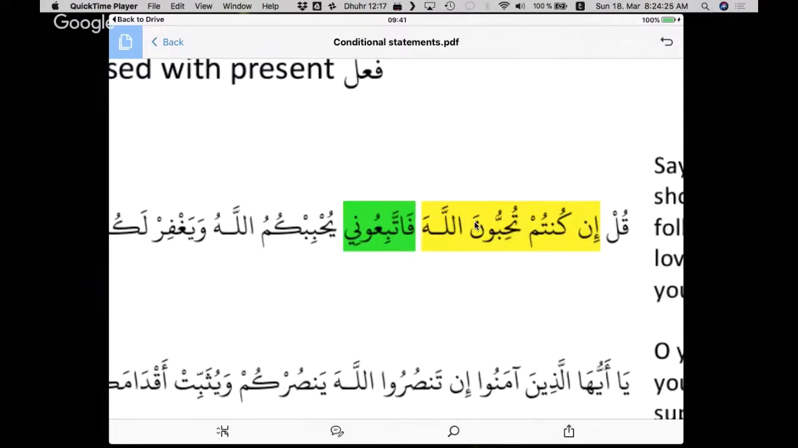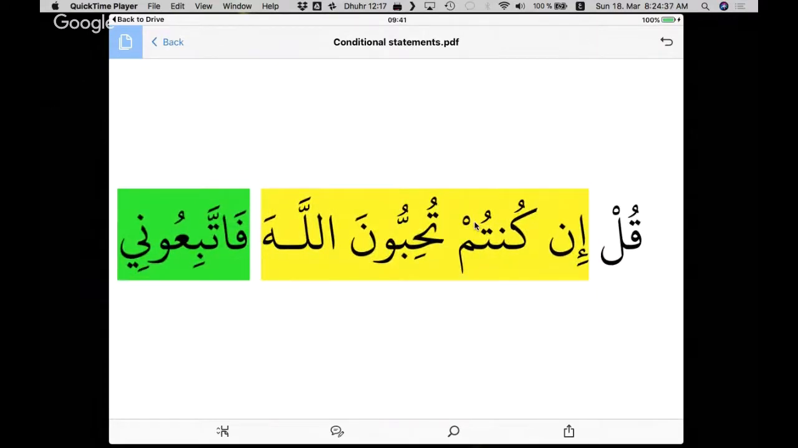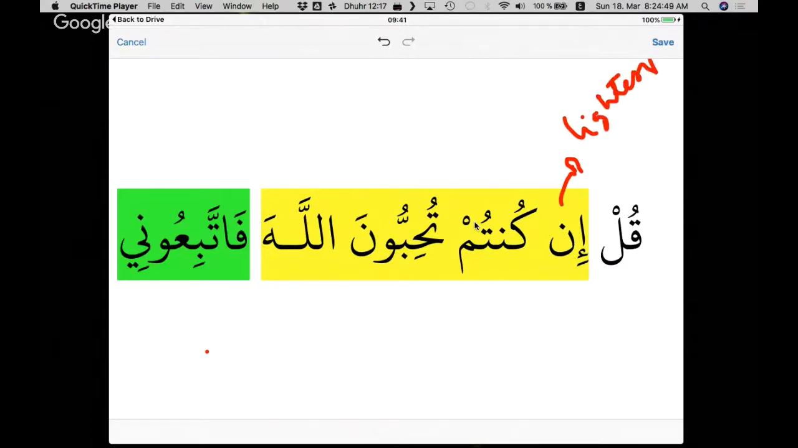قل إن كنتم تحبون الله. Now, in is a condition. In is a harf that we know, and this is the lightest harf. And you see, this is kuntum. This is a kuntum that is made lightest. In kuntum tuhibbuna.